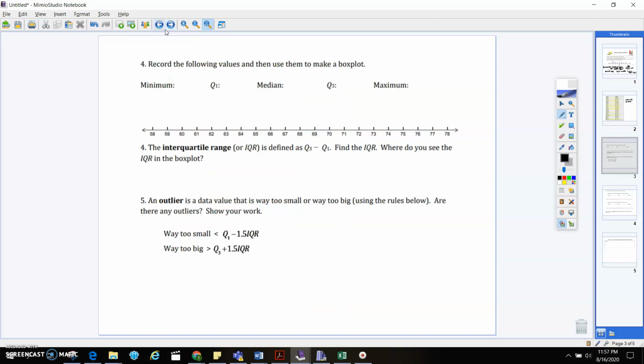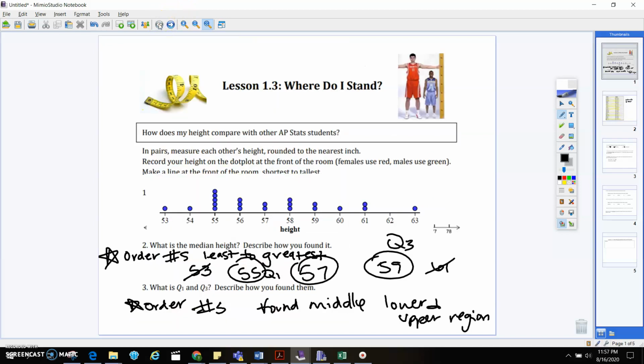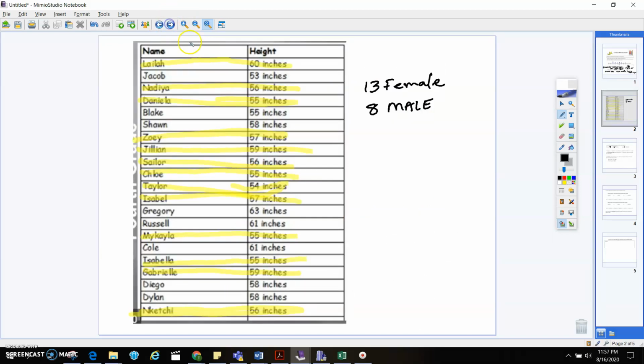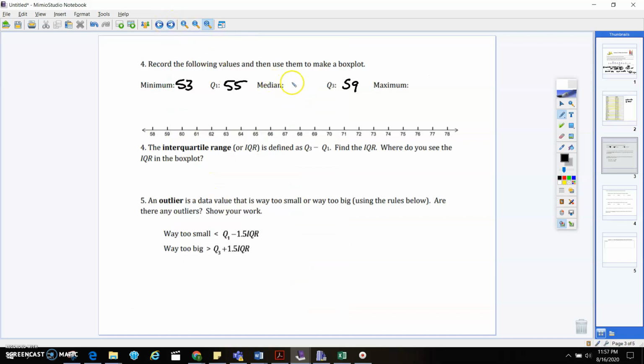All right, and that's my data. All right, record the values and then use them to make a box plot. Okay, so we already did. Minimum was 53, Q1 was 55, Q3 was 59, the maximum was, I think it was 61, and then the middle was 57.